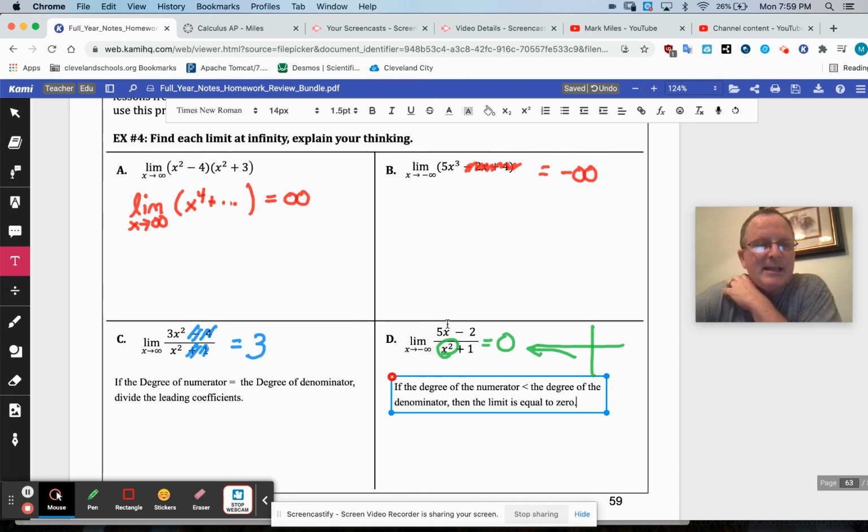So on these, any polynomial is going to go to infinity or negative infinity, depending on the exponents and the situation. And then if you have a fraction, if your degrees are the same, you will divide leading coefficients. And if you have a higher power on the bottom, it's going to approach zero from above or below. Okay, so that's all for that one.